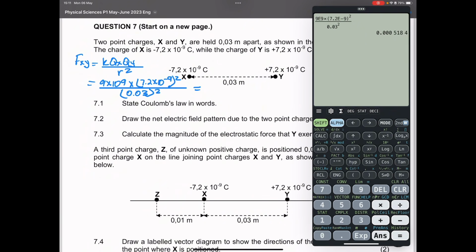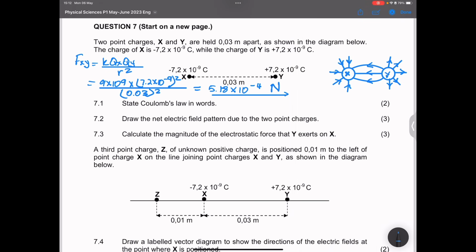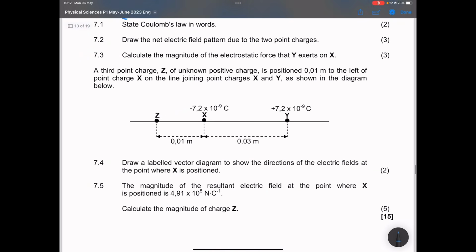Okay, I can actually represent this as 5.18, right? So this is 5.18 exponent, so that's 1, 2, 3, 4, and that's minus 4, right? Newtons. And since they said magnitude, we will leave that right there. Okay, please just verify that that is correct, but it looks like I am correct there.